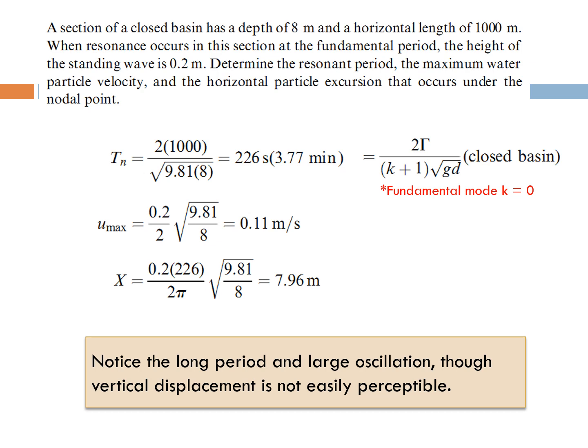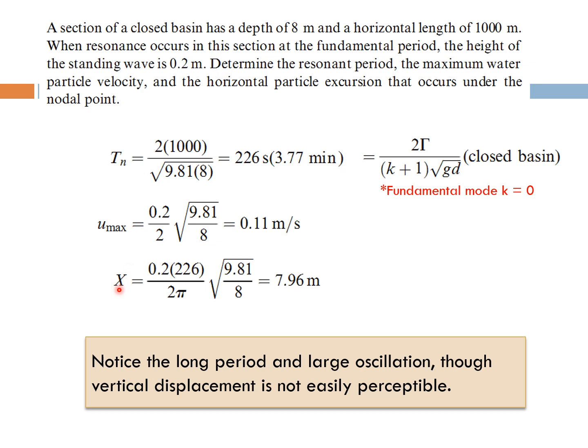We are going to look at the fundamental mode Seiche motion. So the equation as we obtained from our earlier slide should be like this. For the fundamental mode, k should be equal to 0. So gamma is 1000 meters, water depth is 8 meters. We found out that the oscillation period, which is also the resonance period here, is 3.77 minutes. For the maximum particle velocity, we use the equation from the preceding slides, and we found out that it is approximately 0.11 meter per second.